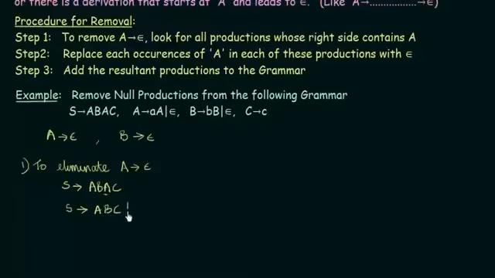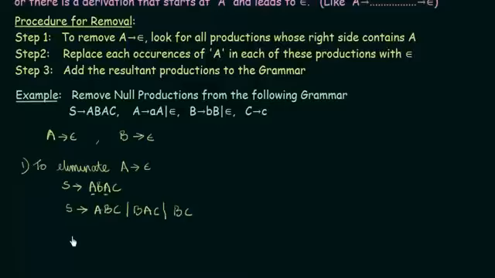Now I can also replace this A. Leaving this A as it is, I am going to replace this A. And if I replace that, what do I get? B, A, C. And also I can replace both the A's with epsilon. Then what do I get? I'll just get B, C. So these are the productions that I will get for S when I replace A with epsilon in the different cases.